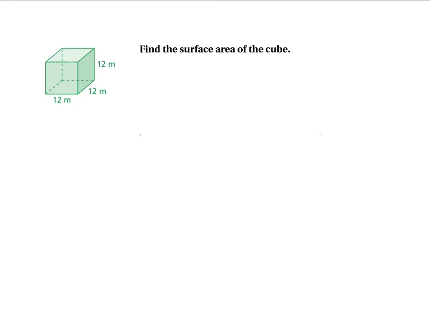Last example problem I'm going to go through with you is the surface area of this cube. Again, we have a front, a back, a left, a right, a top, and a bottom. Each one of these, because it's a cube, I know is 12 by 12, so I'm going to multiply 12 by 12, and I'm going to get 144.